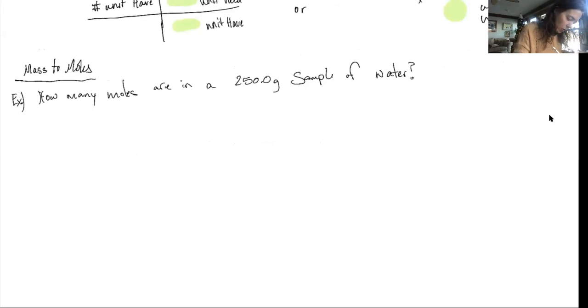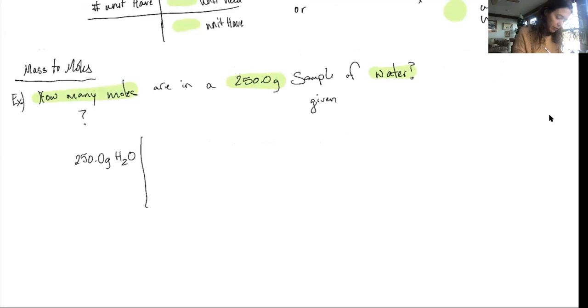All right, so what we're asked for is moles. That's our question. What we're given is a 250 gram sample of water. This is what I'm given. I'm always going to start with what I'm given. I have 250 grams. Grams of what? Grams of H2O.